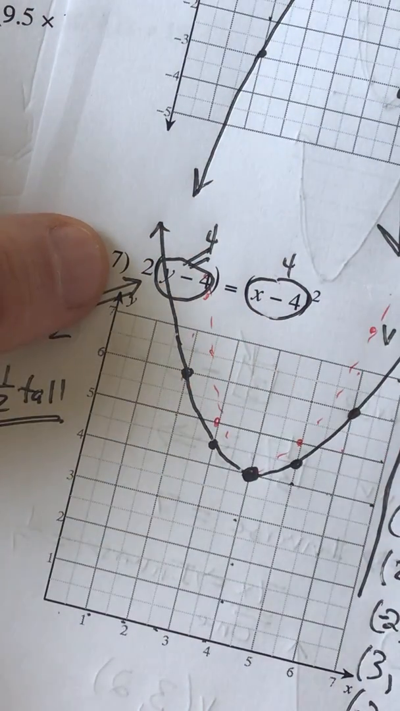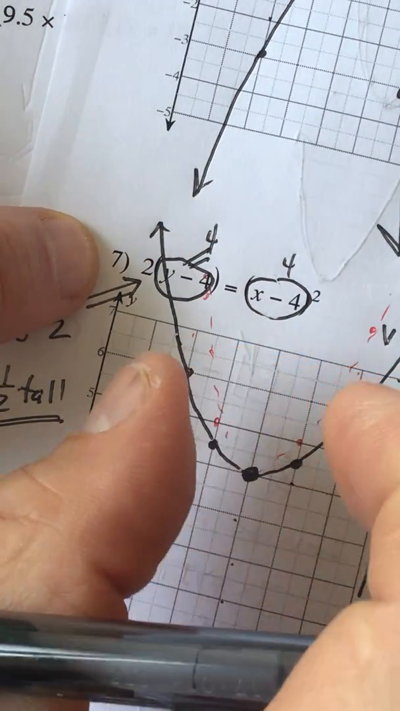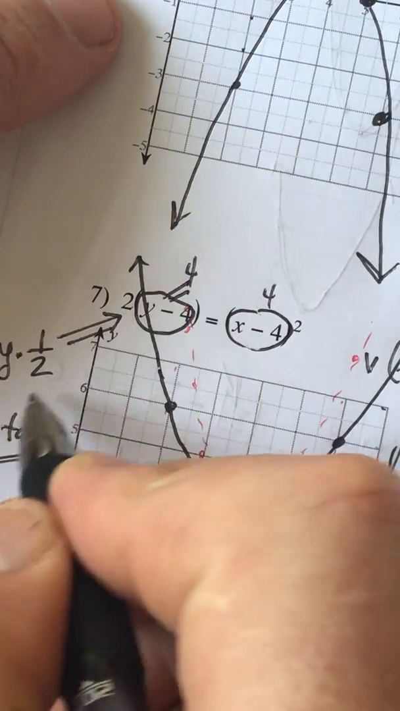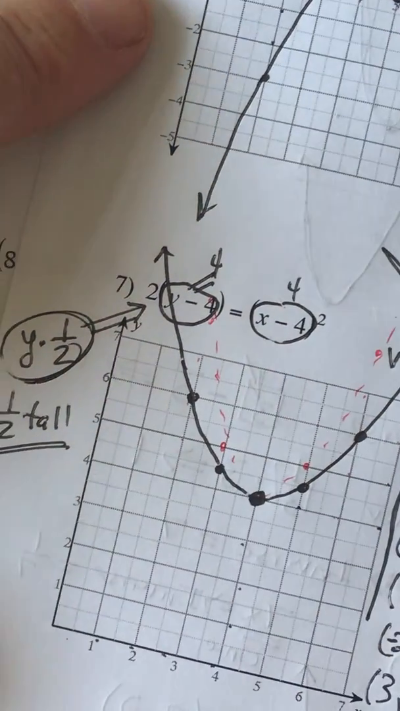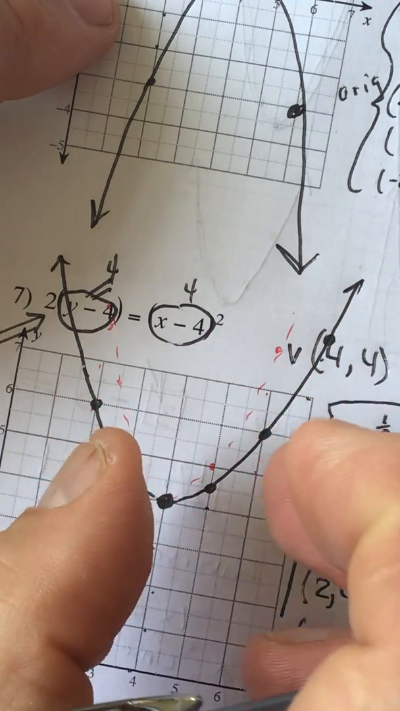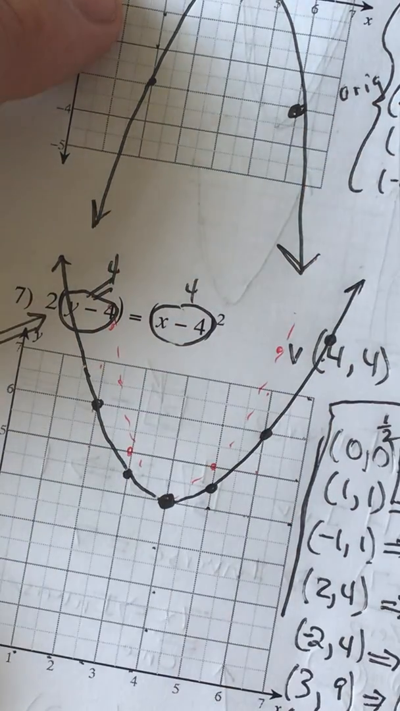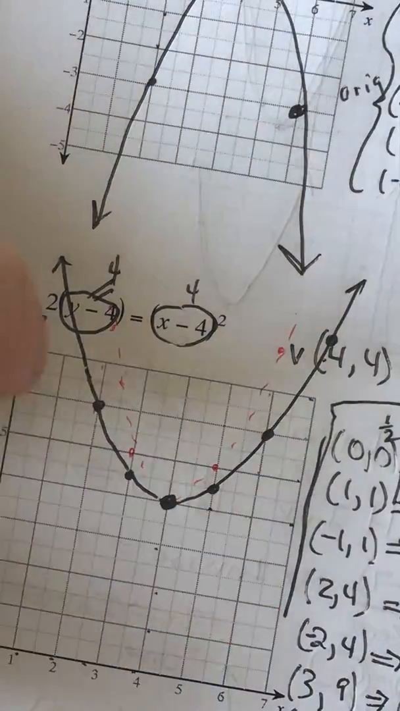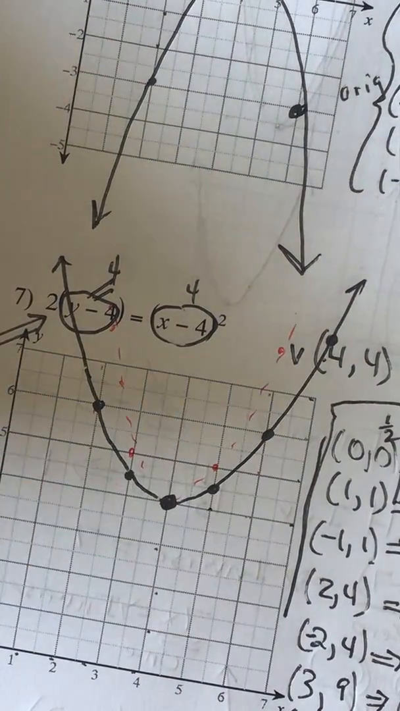That number 2 right there made it half as tall. Remember that it's talking about y, so we're talking about tallness. Yes, it looks like it got wider, but really it's half as tall. It's rising at half the rate as the normal red one would have done.